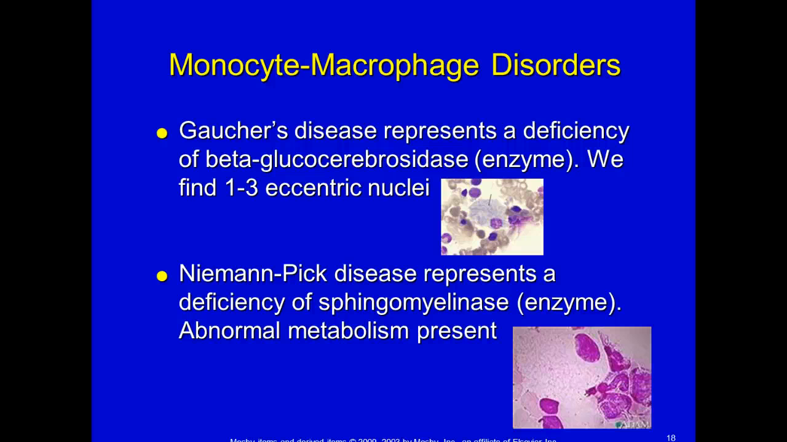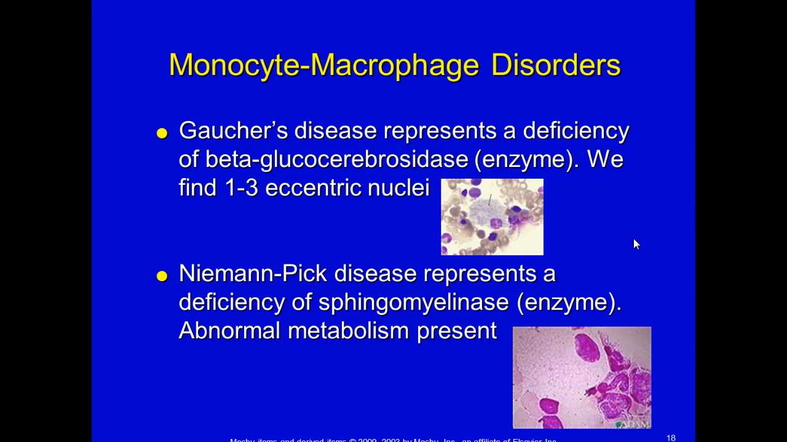A couple of others, monocyte-macrophage disorders you need to be familiar with. The first one's Gaucher's disease. That one represents a deficiency of beta-glucocerebrosidase enzyme. With that, we'll have issues with destroying foreign organisms as well. When I see Gaucher's, I put that with glucocerebrosidase. They both start with a G.